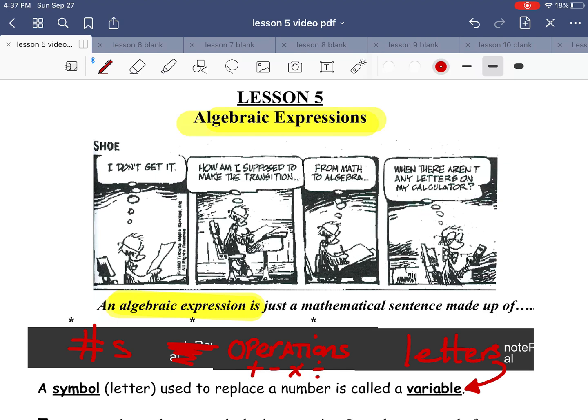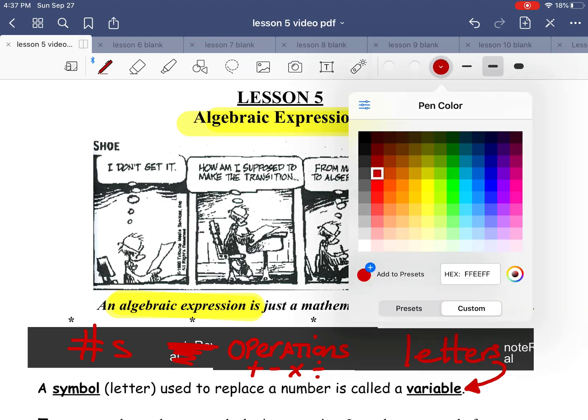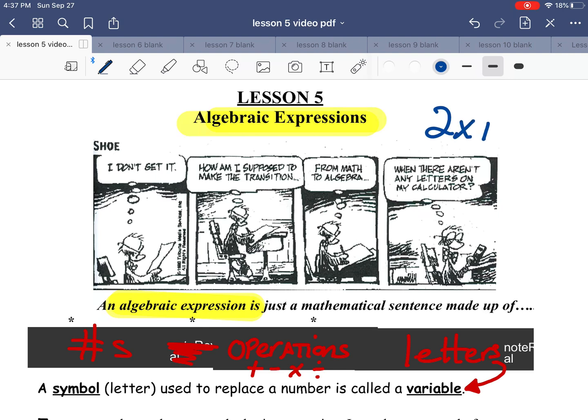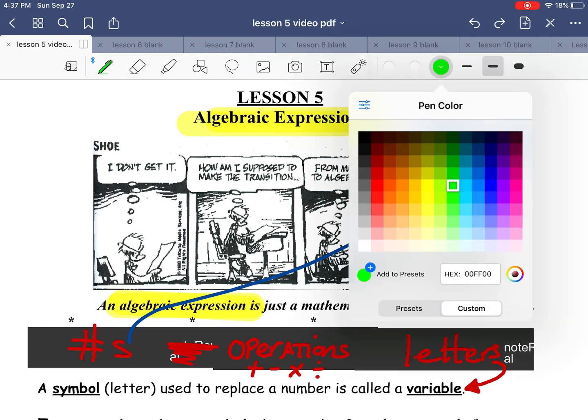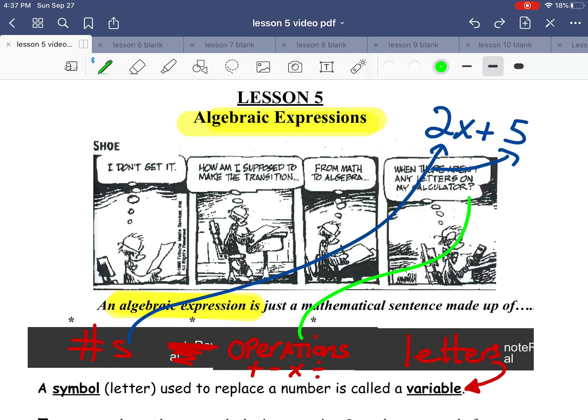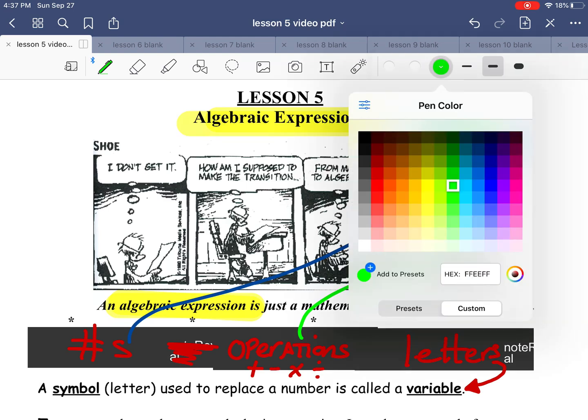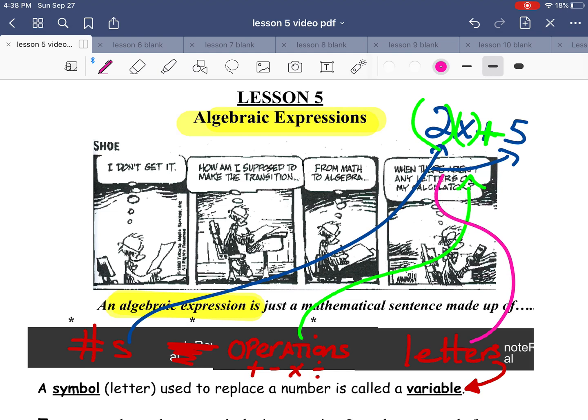Now, for example, if I use this up top, 2x plus 5, as an example, well, I know that I have a bunch of numbers, right? 5 and 2. I know that I can also have operations. If I look at my operations in this example, there's some multiplying happening, and there's definitely adding happening. And very straightforward, my letter would be the variable x in this question. That's all it is. We're just adding the variable because we don't know what it is. And for this chapter, that would be our final answer, 2x plus 5.